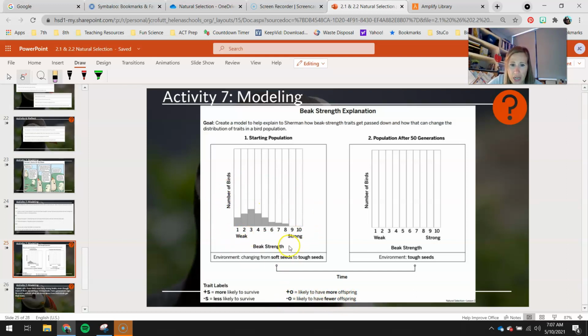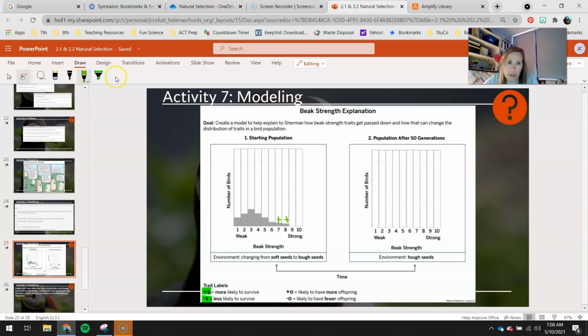You can see the starting histogram at 0 generations, and you can also see the environment change. The soft seeds turned into hard seeds, and so you'll predict what your histograms look like after you label these. You have one of 2 options. You can either use the S plus and S minus to label these, and the O plus and the O minus to label these, or if you wanted, you can color coordinate and say, all right, I'm going to write my pluses and minuses in green. If I look at this and say, all right, these birds with the stronger beaks are going to be the ones that are more likely to survive, I'm going to say this one would be here and this one would be here.